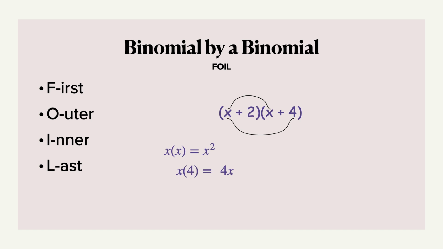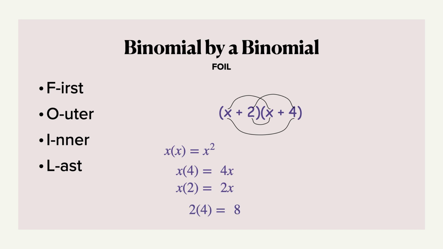And then the inner terms are the 2 on the inside. And I make my loop like there. And that is going to be 2x. And then my last terms are the 2 and the 4. And they're the last terms in each one of the binomials. And so now I can see a little FOIL man, and that's what I call him. And so if I've done it correctly, I have here FOIL man.